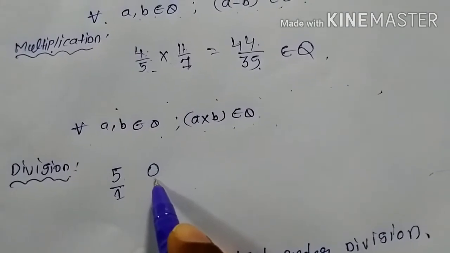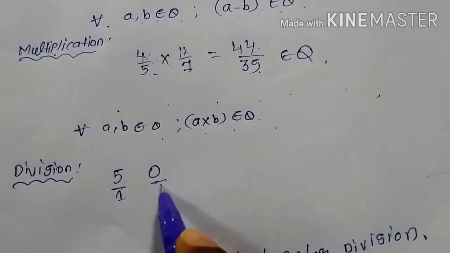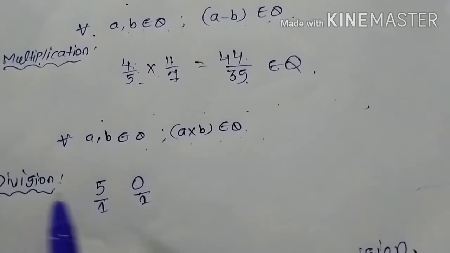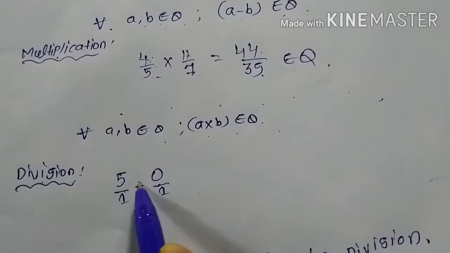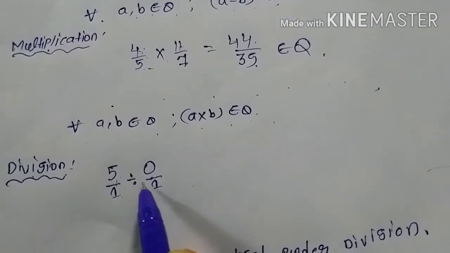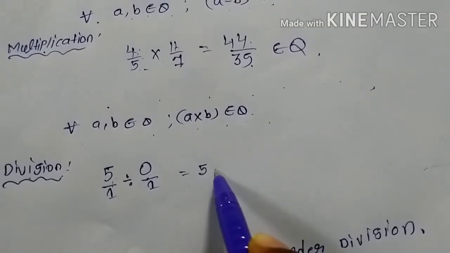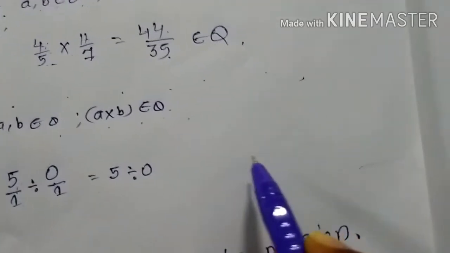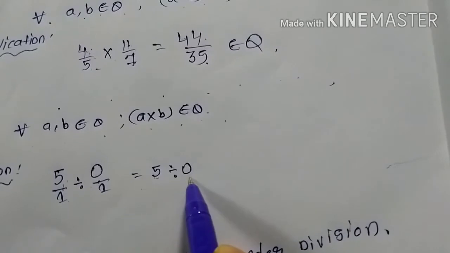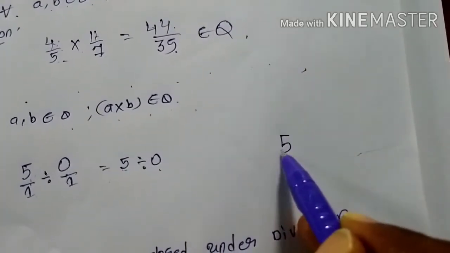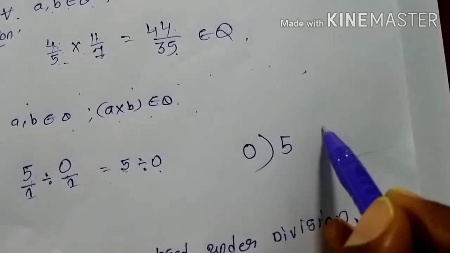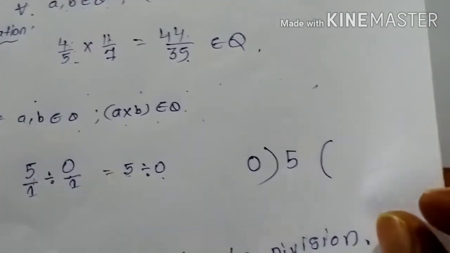Is 0 a rational number or not? Yes, 0 can be written as 0 by 1. If I am doing division, what is our operation? Here, 5 divided by 0. We have to divide 5 by which number? 0. Can you simplify it? We have to divide with 0.